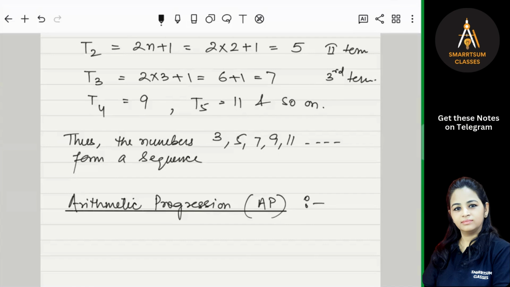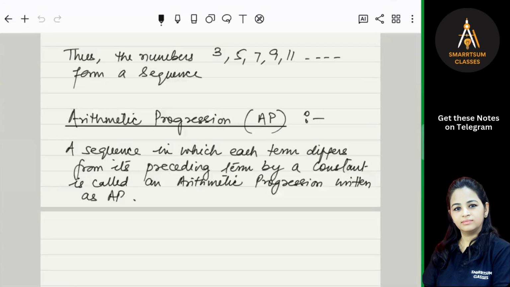Arithmetic progression is also a sequence. Okay, it is a sequence. And in this sequence, each term differs from its preceding term by a constant. Okay, then we say that the sequence is the arithmetic progression. Is that clear? So write down. Okay, so a sequence in which each term differs from its preceding term by a constant is called an arithmetic progression. Okay, and now what is this constant called?